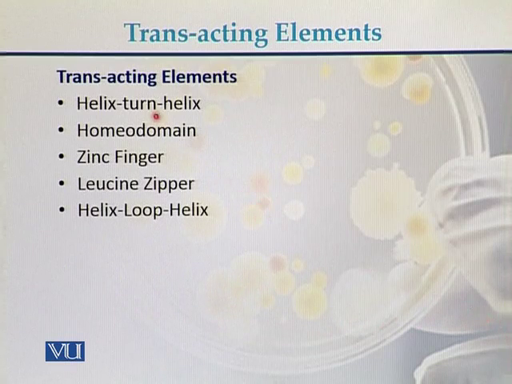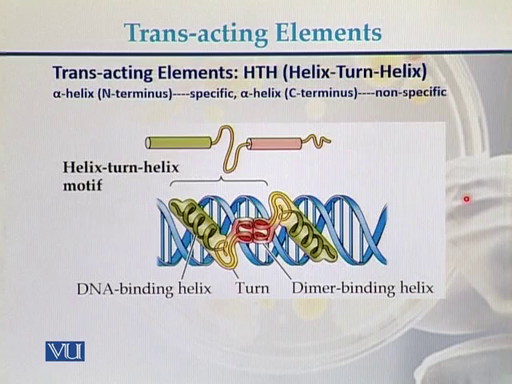Trans-acting elements include helix turn helix, homeodomain, zinc finger, leucine zipper, and helix loop helix. These are some of the most common trans-acting elements. This is the diagram of the helix turn helix. Here we can see a helix and another helix. The DNA binding helix is here, which binds with the DNA. Then there is a turn. Then the dimer binding helix is here. So this is one of the trans-acting elements.